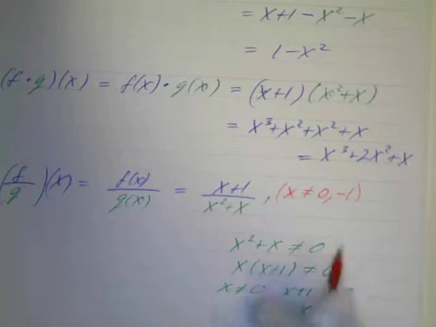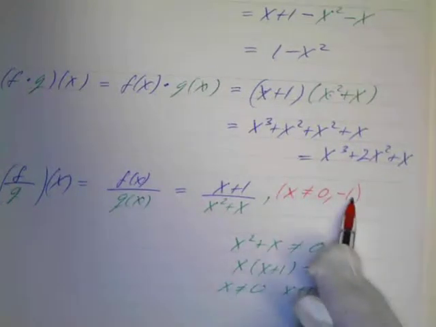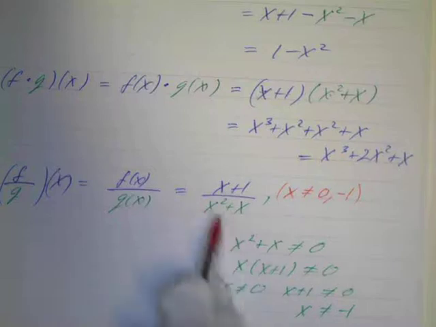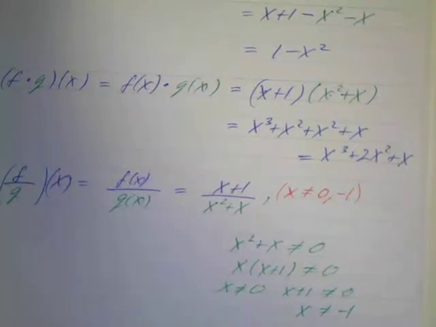Now we could simplify this as long as we have these restrictions on the domain. If we have these restrictions, we could say this is the same thing as just 1 over x, because this is the same thing as x times x plus 1. So we could simplify it, or we could just leave it like that. So that's just some simple operations with functions: addition, subtraction, multiplication, division of functions.